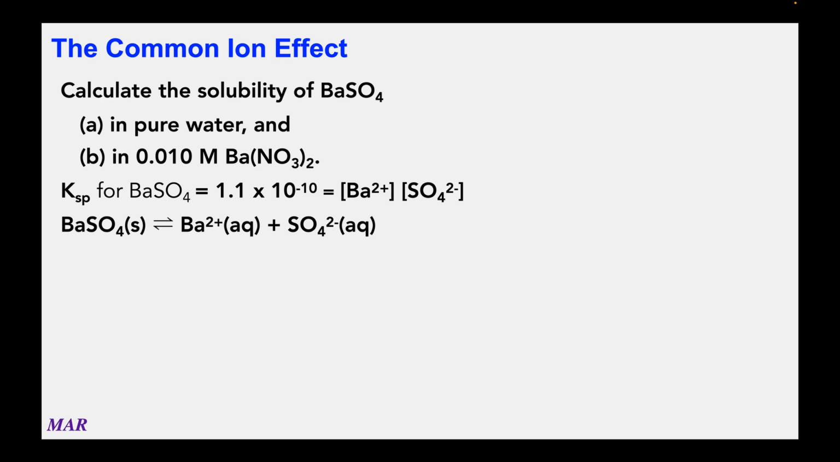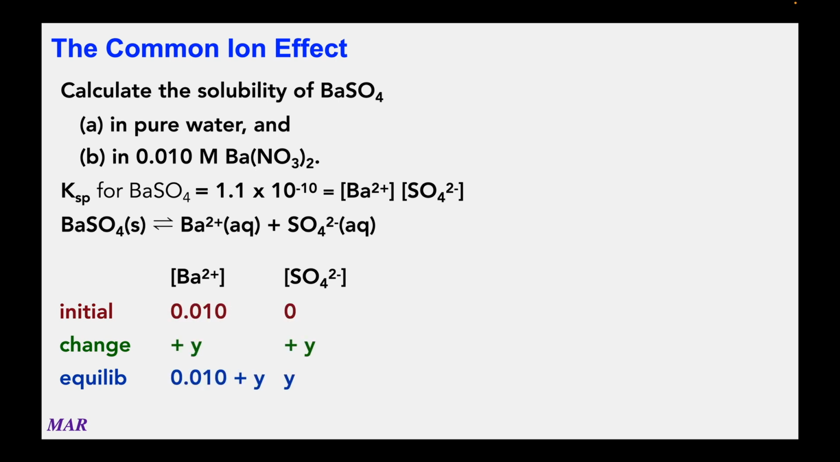Same KSP equals barium times sulfate, etc. But the difference now, if you want to set up a full ICE table, is that we have some barium already present, 0.010. Now, solubility has to be a positive number, and solubility will be the same as the sulfate. So I used a Y here instead of an X, but you could use X if you want to. Notice that at equilibrium, you'll have the barium plus some amount Y, and sulfate will be just Y. So if you use those equilibrium values and set it equal to the KSP, which is 1.1 times 10 to the minus 10, you can solve for the solubility Y.